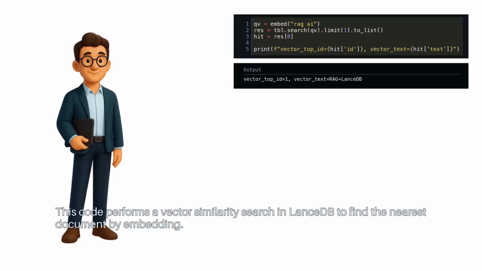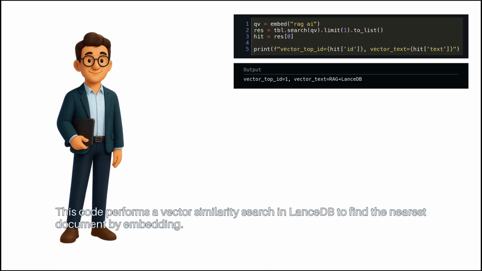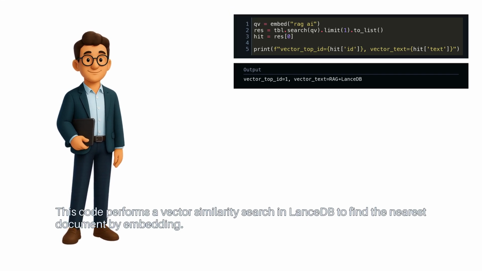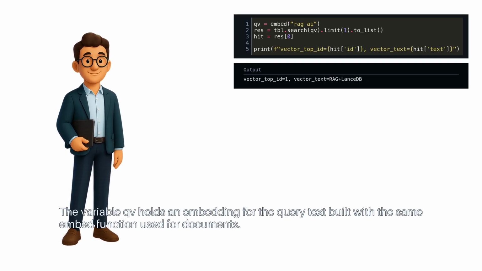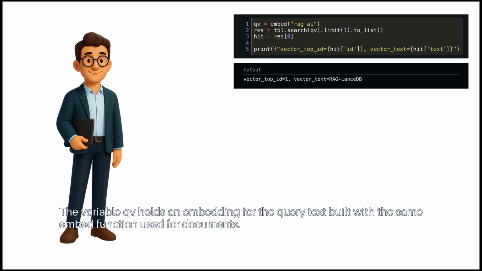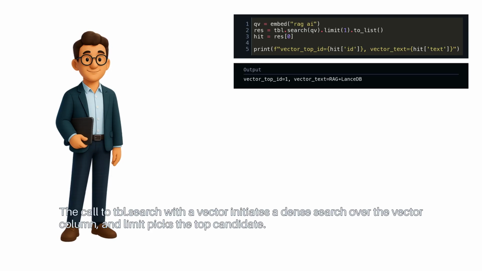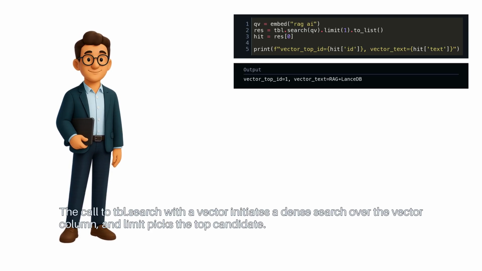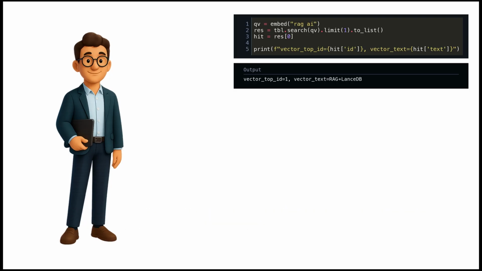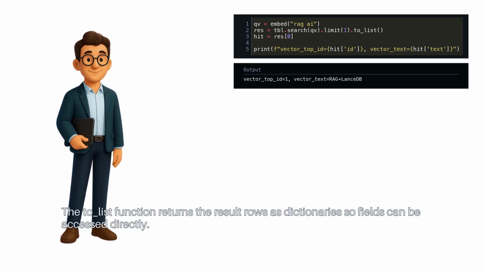This code performs a vector similarity search in LanceDB to find the nearest document by embedding. The variable QV holds an embedding for the query text built with the same embed function used for documents. The call to tbl.search with a vector initiates a dense search over the vector column, and limit picks the top candidate. The toList function returns the result rows as dictionaries, so fields can be accessed directly.